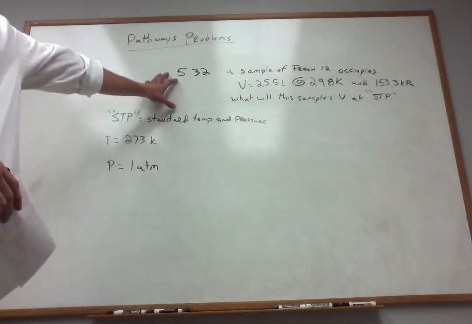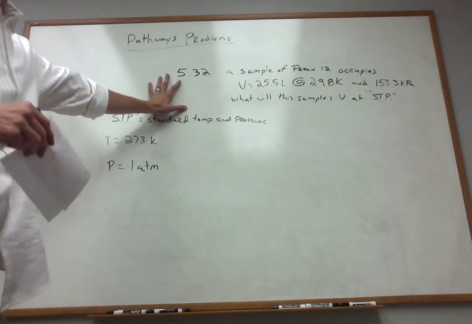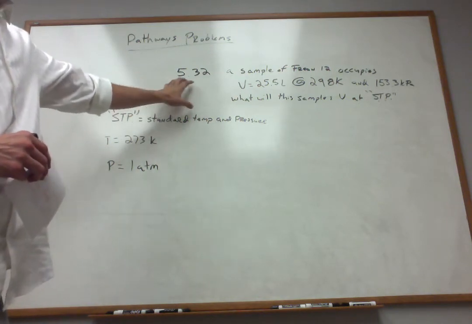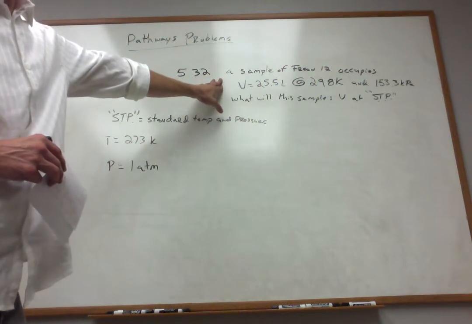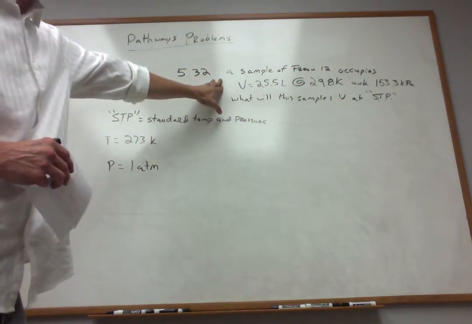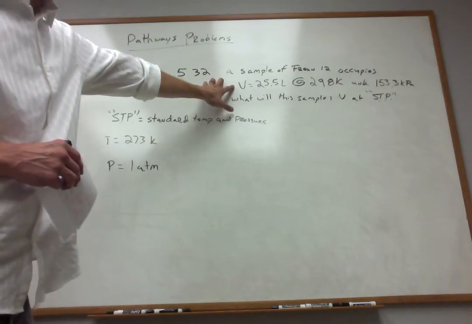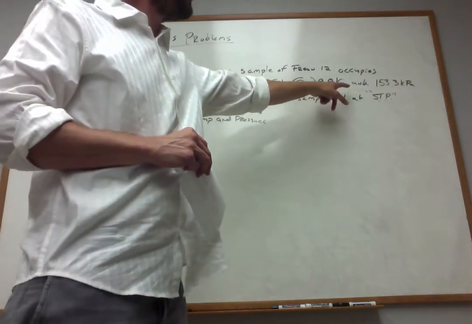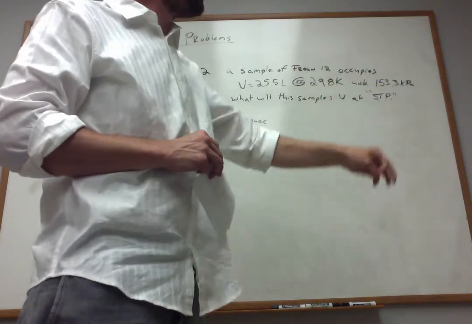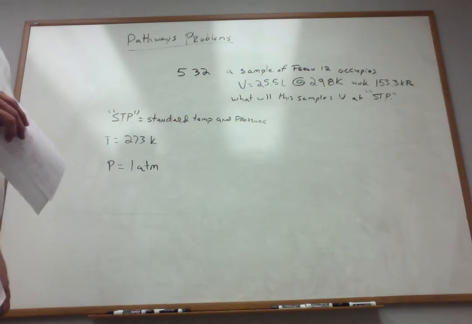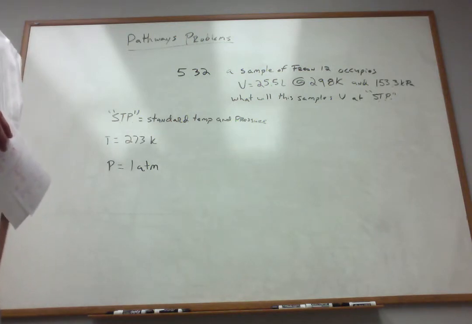Okay, we're going to work problem 5.32 from the end of chapter problems. This problem tells us about a sample of freon gas. It's freon 12. It gives you the formula. It occupies a volume of 25.5 liters at 298 Kelvin in this pressure, 153.3 kilopascals. What will this sample's volume be at STP?